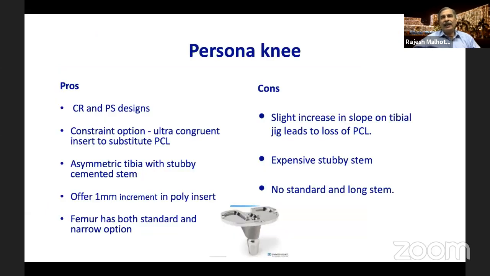So let's take a look. Again, it's a little unorthodox talk. Let me again take you through from next gen to the entire gamut of the process. So let's talk about the Persona knee.